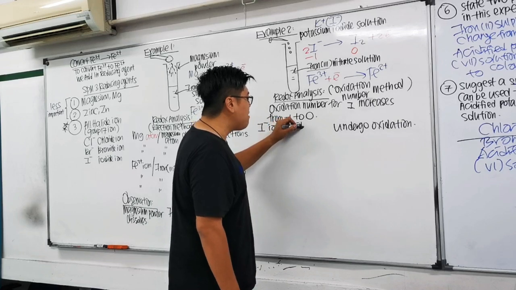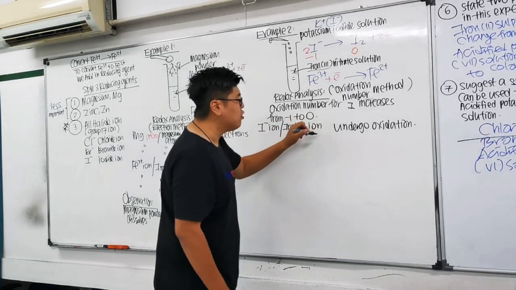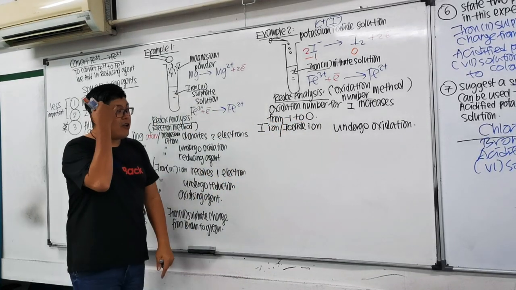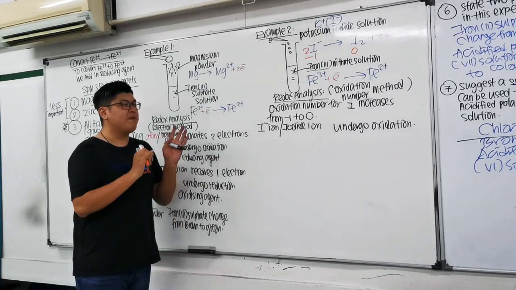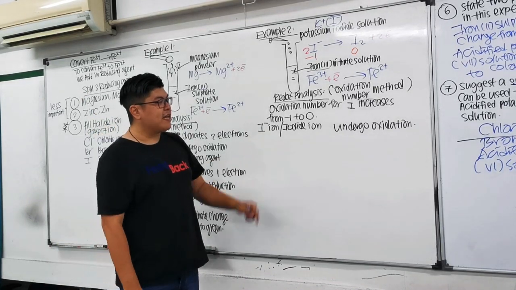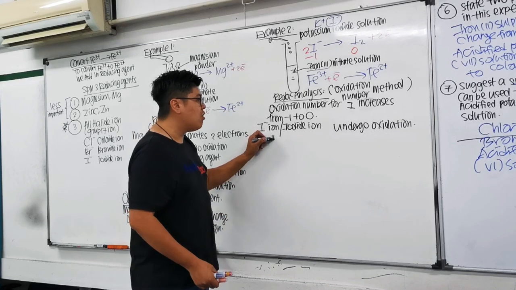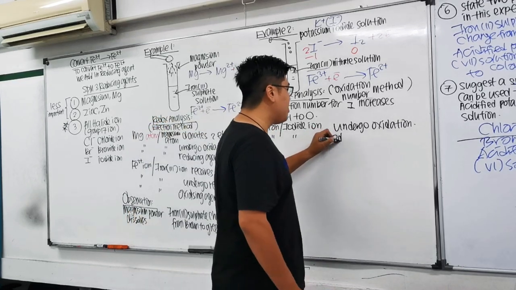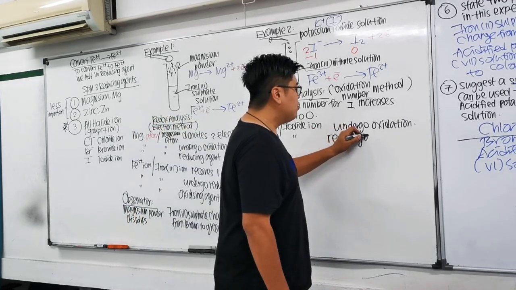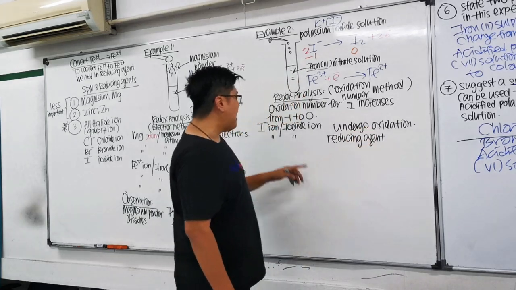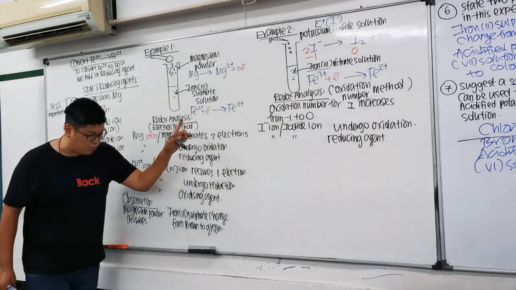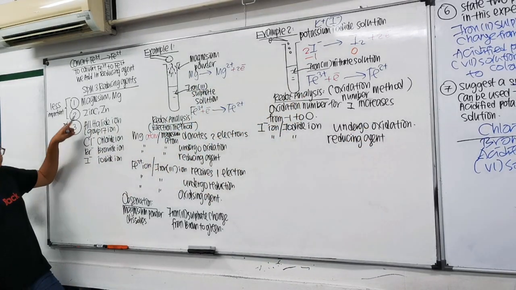So you can write iodide. Because you have a charge, I put the word ion. You can write either one, iodide or iodine, but please be careful. Alright, so I minus undergoes oxidation. So what? When you undergo oxidation, you are the reducing agent. So again, it makes perfect sense. Iodide is a halide, and halide is a reducing agent.